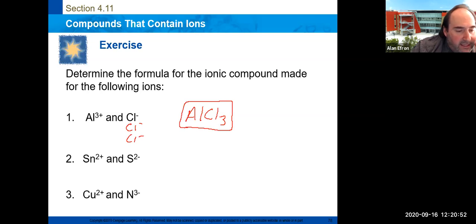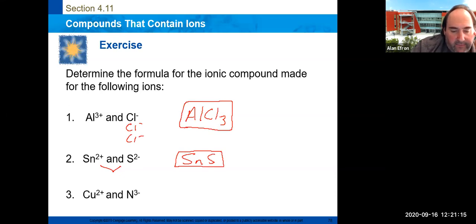Sn here is tin, and it has a +2 charge, and S2- is sulfide, and we've got -2 and +2, which means when we put this together, we just simply need one of each of those to get the proper arrangement. So we have one tin at +2, one sulfur at -2, +2 minus 2 gives us 0.